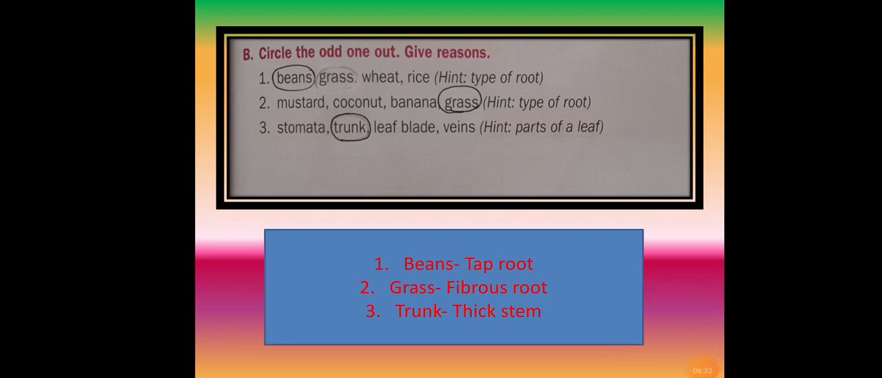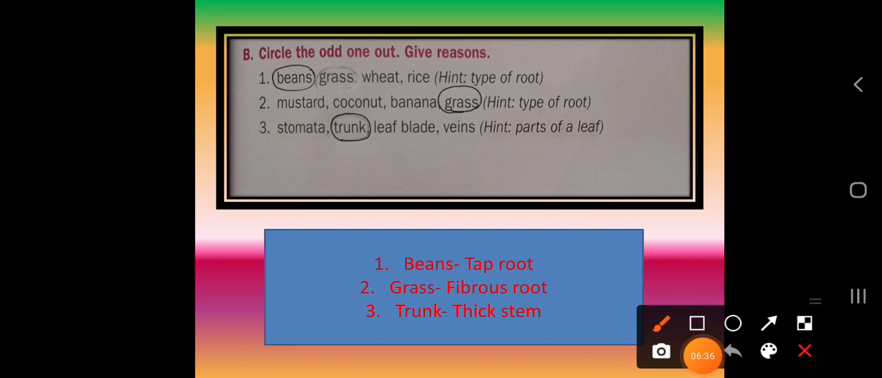That is, circle the odd one out. Okay, so it means you have to pick out the answer that is not related to this particular group. Okay, so here, totally how many questions are there? Totally 3 questions. So the first question is beans, grass, wheat, rice.